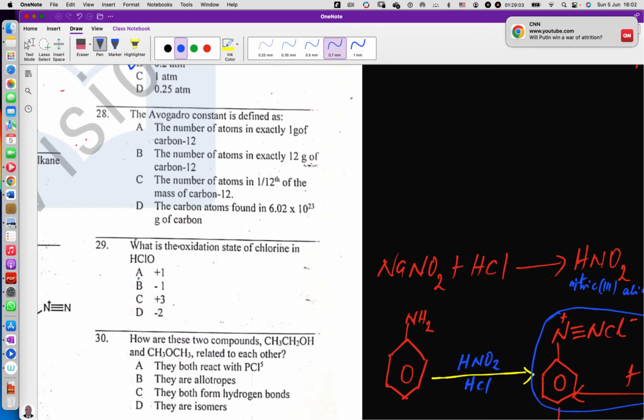Carbon-12 isotope is 1 mole. 12 grams of carbon-12 isotope is 1 mole. So the only 1 mole here is the number of atoms in exactly 12 grams of carbon-12. That is the carbon-12 isotope. So the right answer is B. 28 is B.